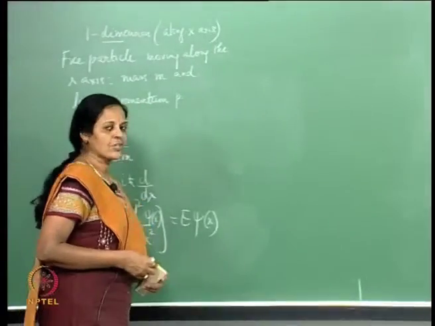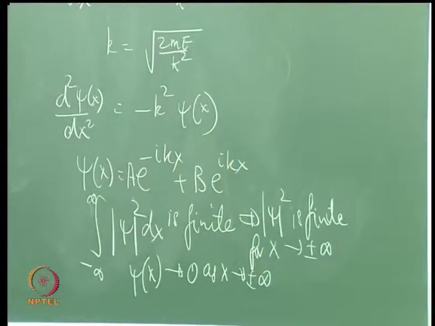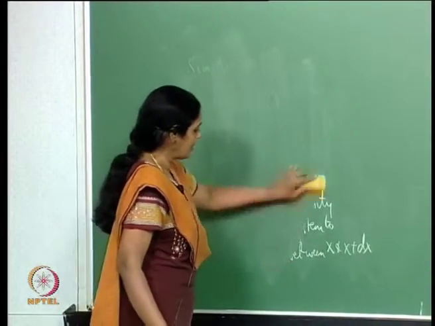Clearly, if there is a potential, I will not have a solution of that form. Psi of x would not be of the form A e to the minus ikx plus B e to the ikx. So, let us take a simple example. Let us take the harmonic oscillator problem, which we have already worked out in terms of abstract kets.